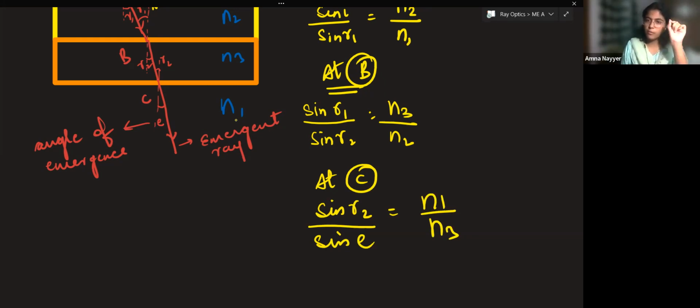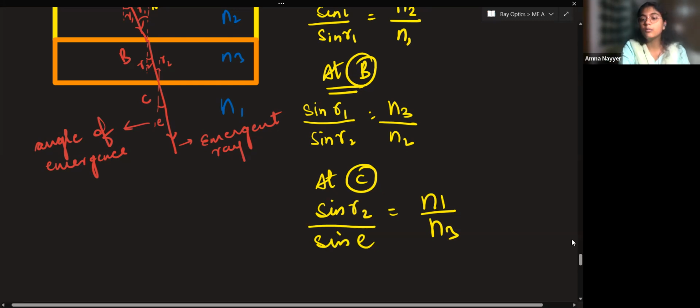All these equations we have obtained using Snell's law. Again telling you, if you cross multiply this, you will get N3 into sine R2 equal to N1 into sine E. If you are not able to recall whose refractive index will come first, remember by this only: the refractive index of that material multiplied by the sine of that angle is equal to the refractive index of the next material multiplied by the sine of that angle.